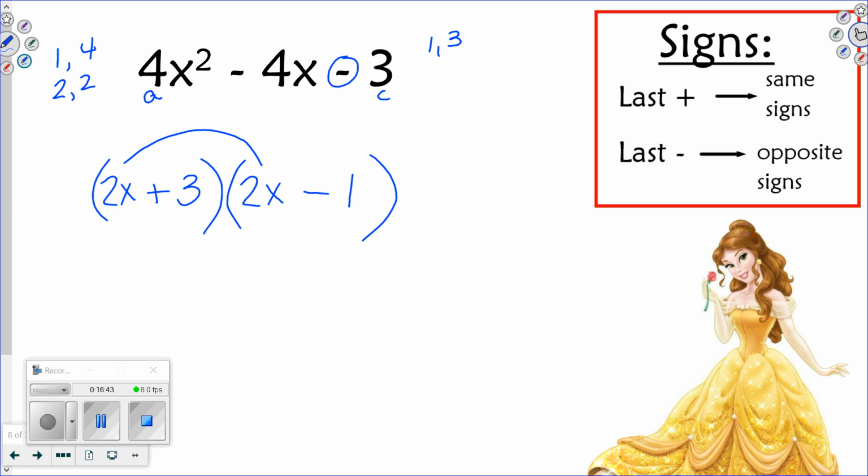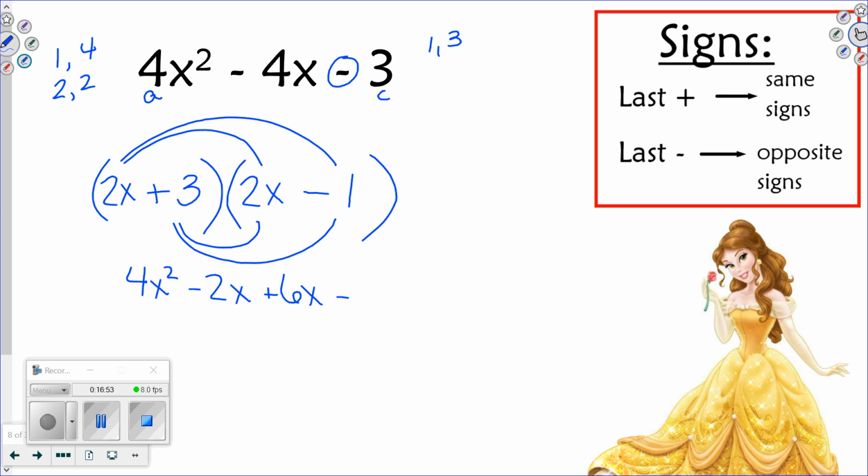All right, so when we distribute, we're going to get 4x squared minus 2x plus 6x minus 3. You said it's wrong? Why is it wrong? That gives me positive 4x. Now, hold on. What is the only thing wrong? Because it's a 4x.